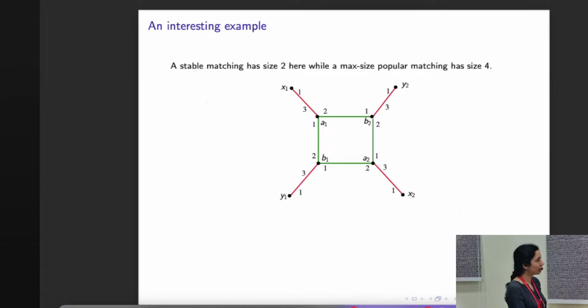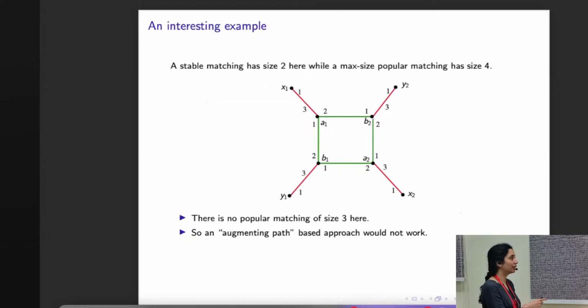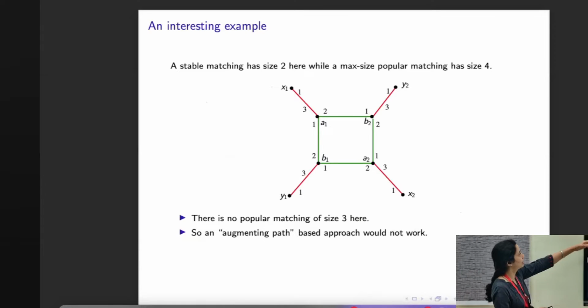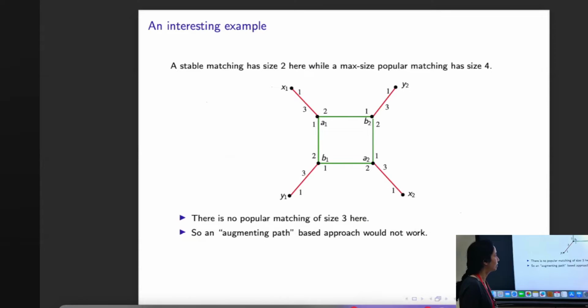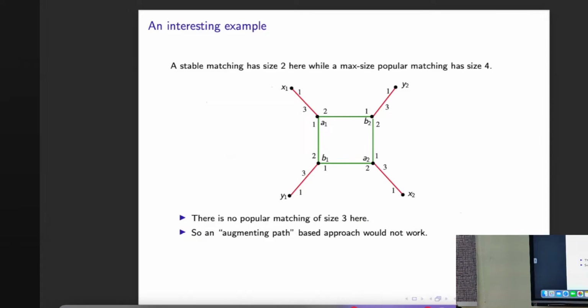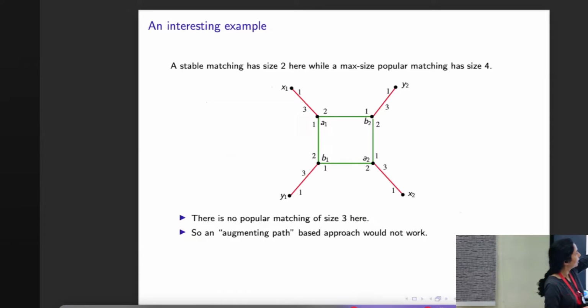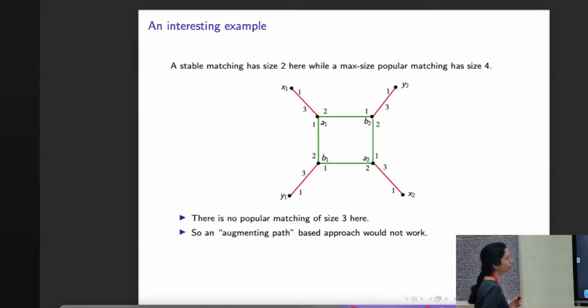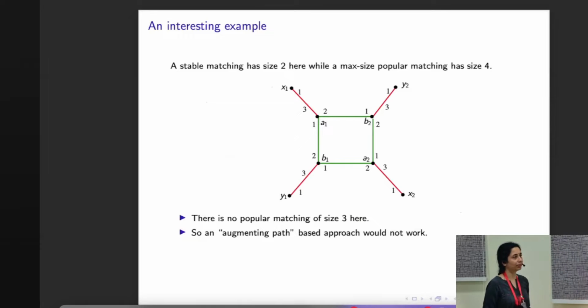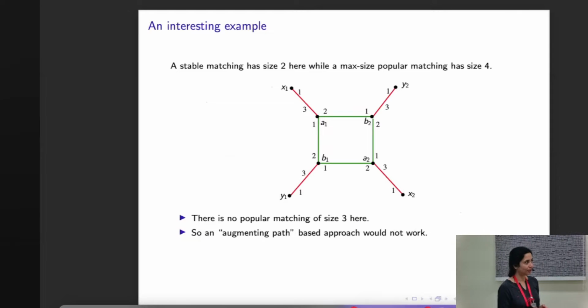So there is a stable matching of size 2, and hence there is a popular matching of size 2, and there is a popular matching of size 4, but there is none of size 3. So any of the size 3 matchings that you consider here, that is a pair of red edges and one green edge, or the other way around, we can check none of them is popular. So this kind of augmenting path type approach wouldn't work, because you start with a size 2 matching, then you realize none of the augmenting paths seems to give us a popular matching. We might think this is a maximum size popular matching, but that's not.